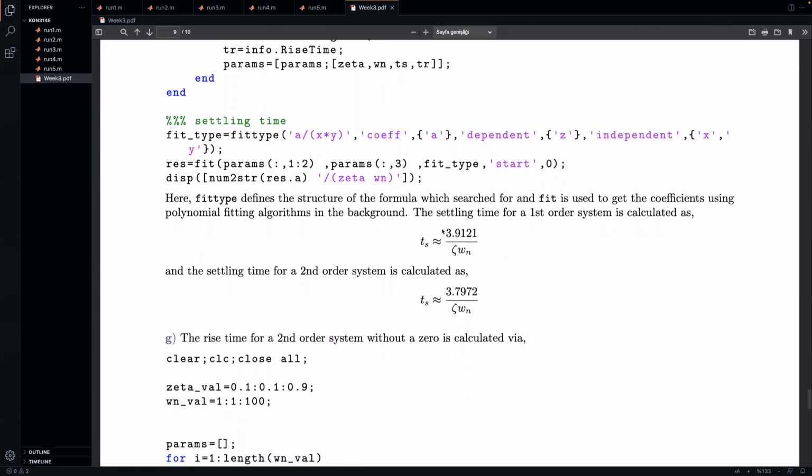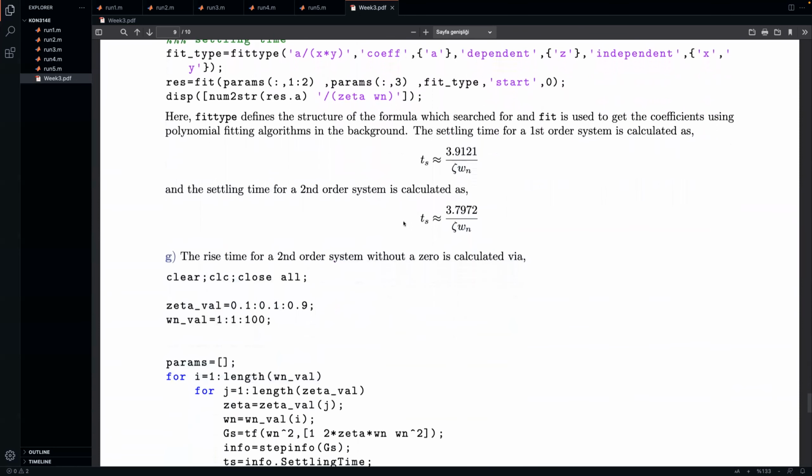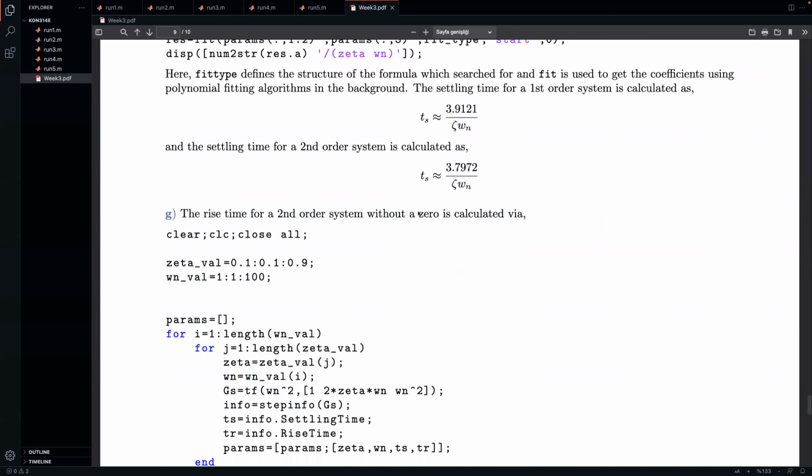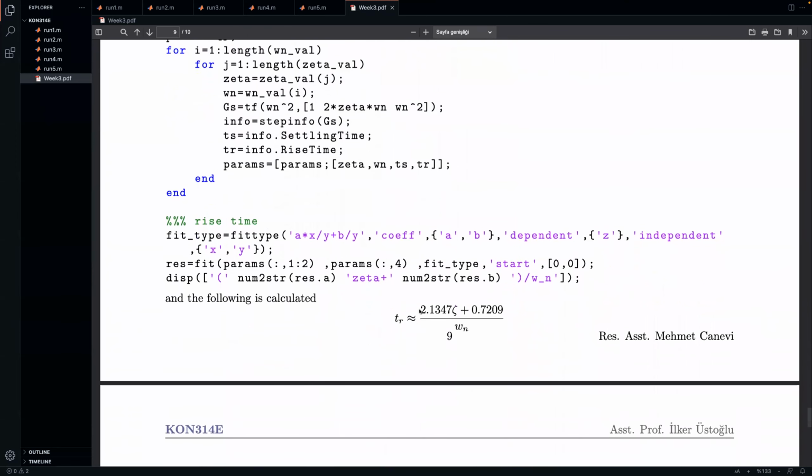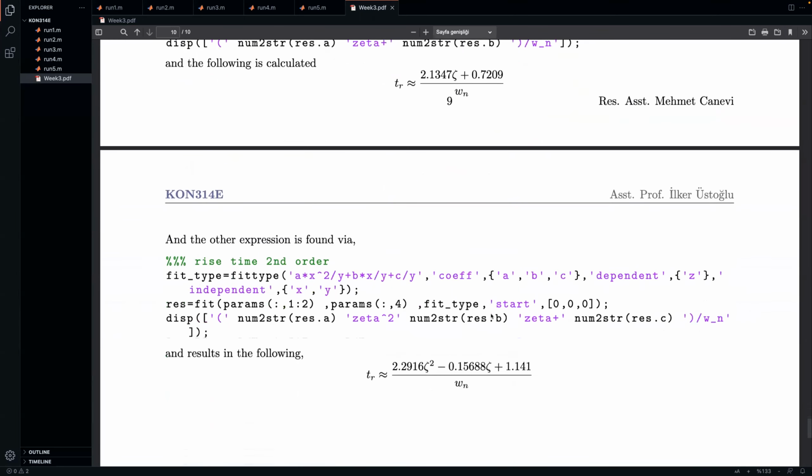So you can see for the first order system, it's 3.9121. For the second order system, it seems like 3.79 is the exact value that MATLAB came up with. Here we have a second order system, and we can see that the rise time is approximately modeled with this given formula, whereas the second order version is also available here.